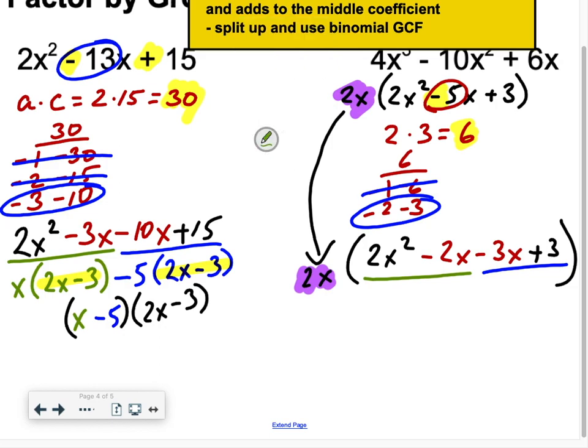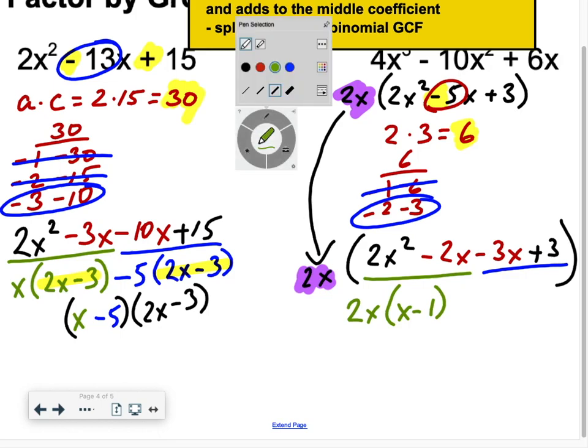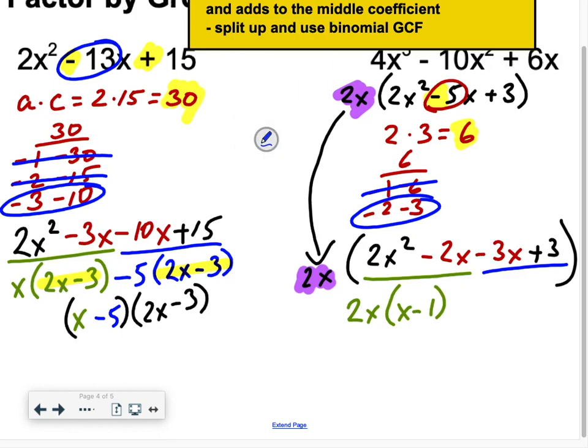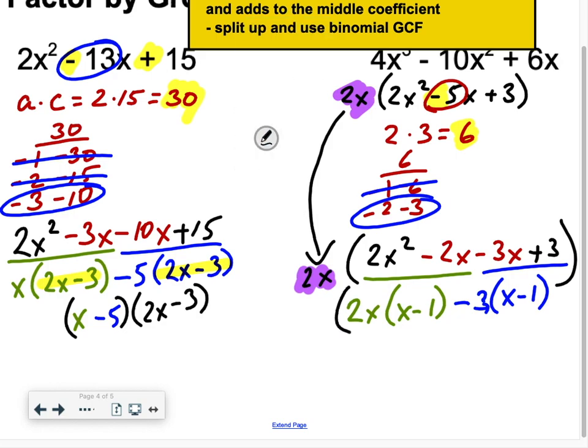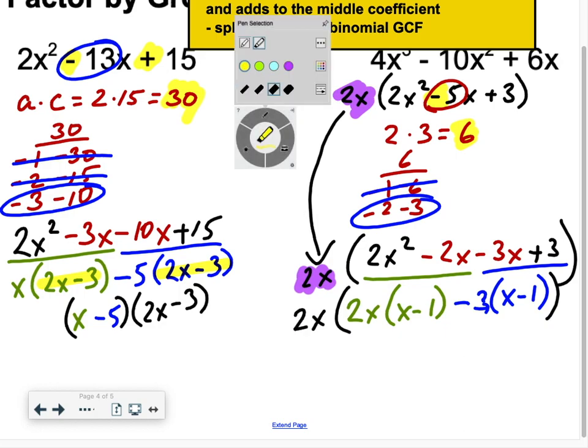So the GCF of the green ones is just x. I'm left with x minus 1. The GCF of the two blue ones, I need a negative to switch the sign, and it's 3. And I'm left with x minus 1, the sign flipped. Now don't forget, we need these parentheses around it, and that 2x also has to come down. Don't forget to bring down the 2x. It is definitely necessary.